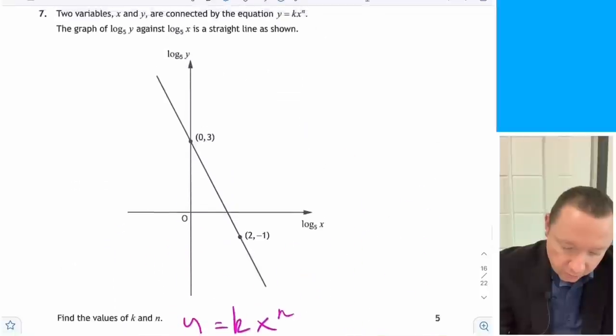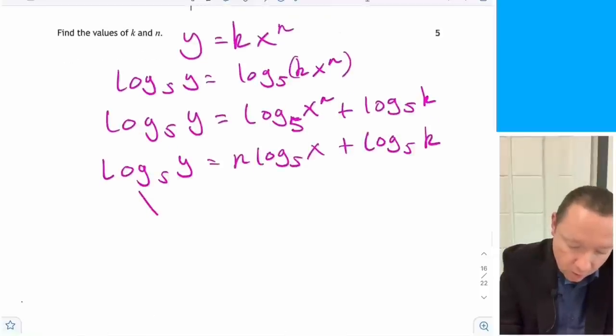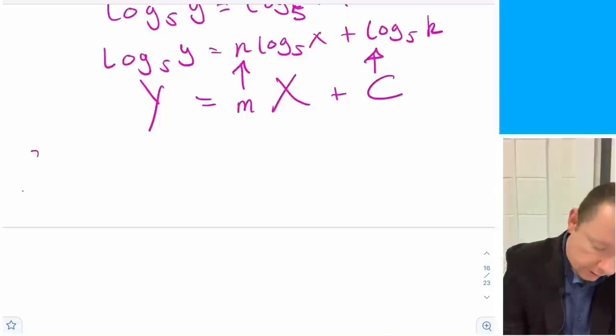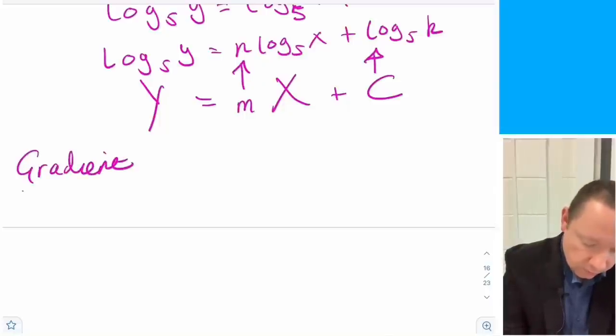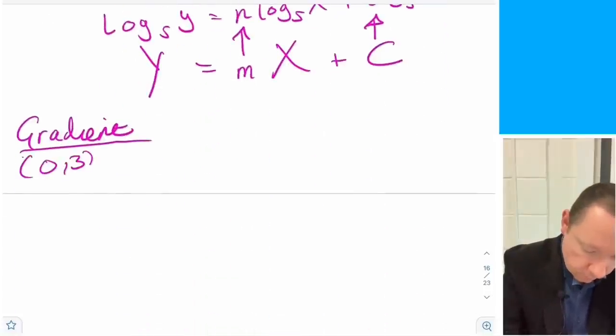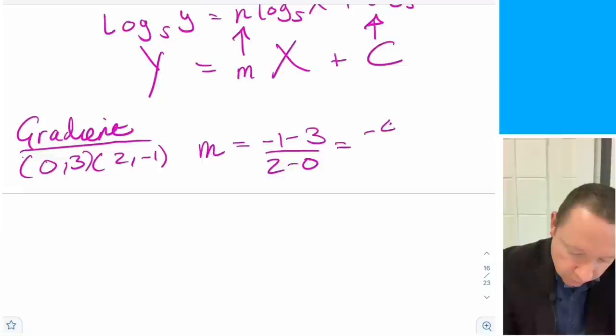That's a bit like, because it's logarithmic, log base 5x and log base 5y, that's a bit like a big Y equals mx plus c. So that's our gradient, and that is our y-intercept. So we can work out our gradient, because we're given 2 points in the question. Just remind ourselves, 0, 3, and 2, minus 1. So our gradient equals minus 1 take away 3 over 2 take away 0. That's minus 4 over 2, which is minus 2.